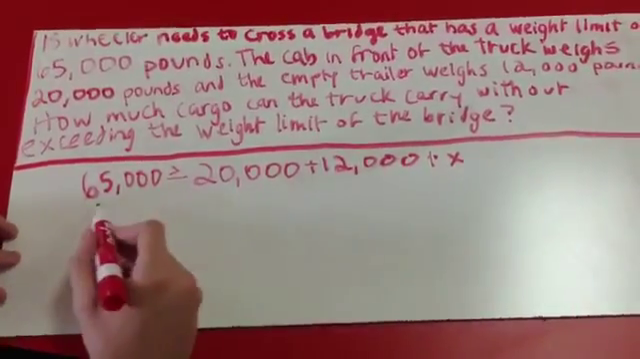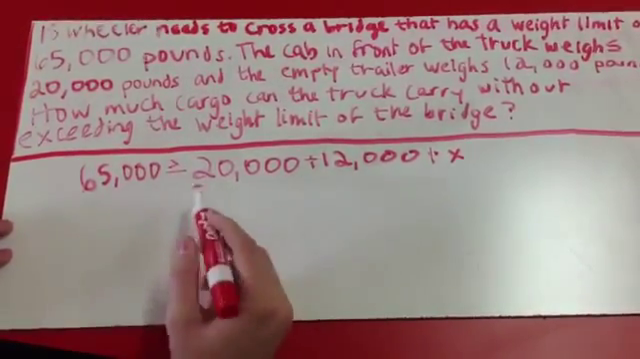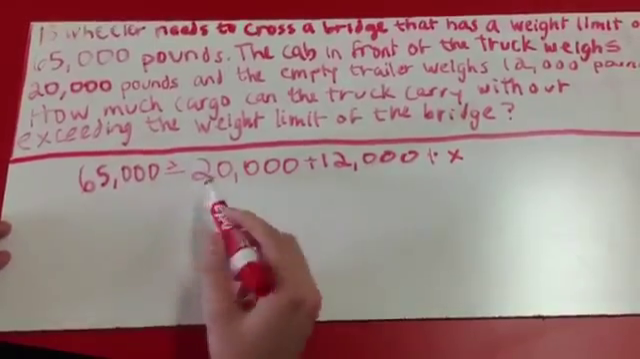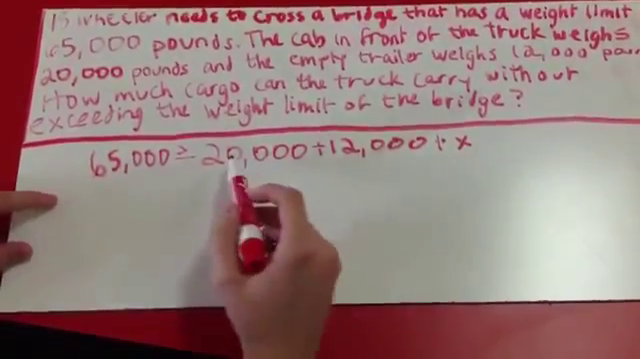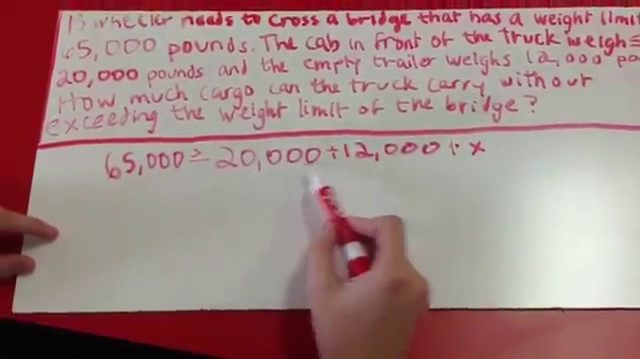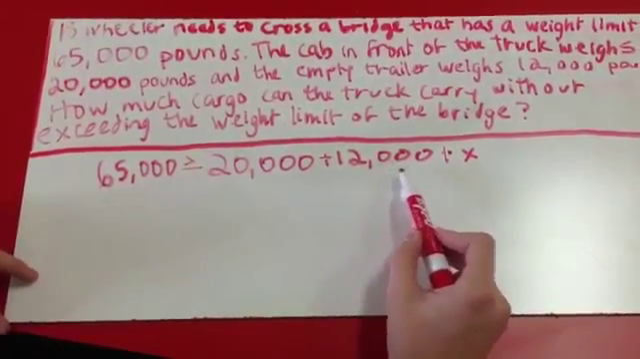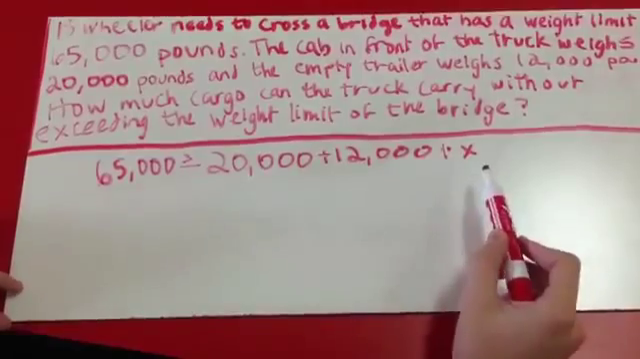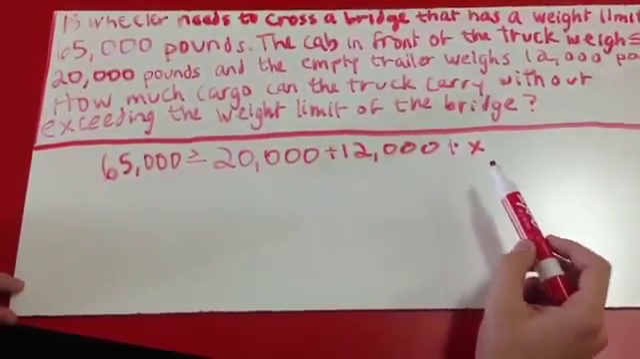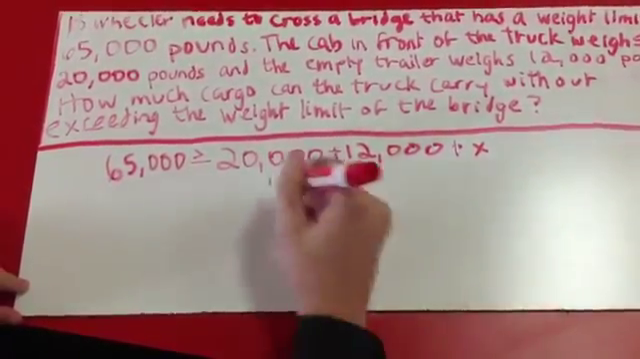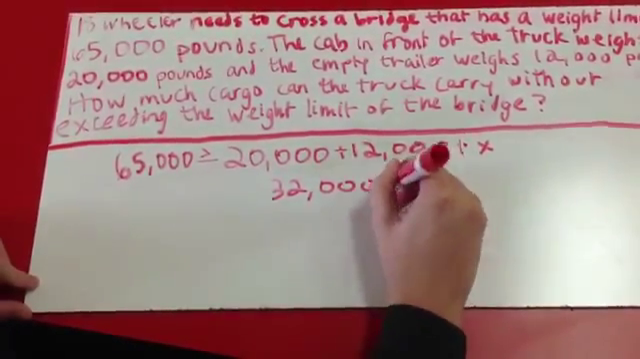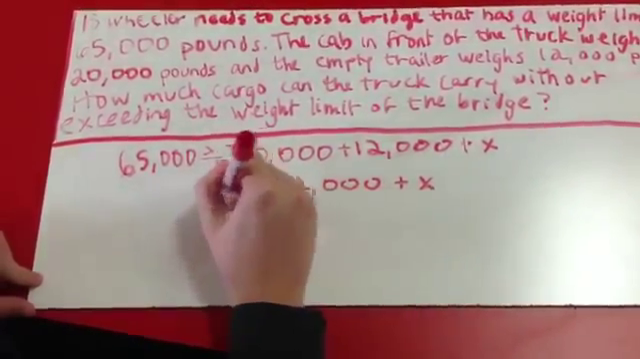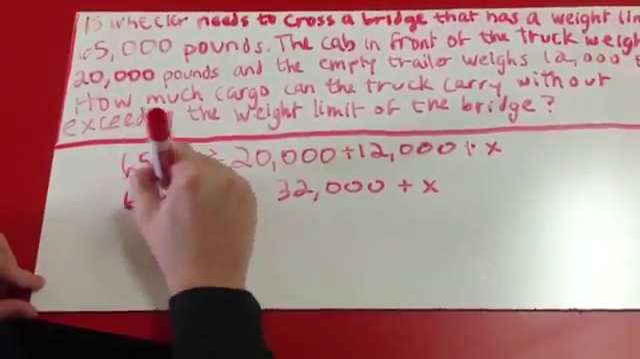So first, the weight limit of the bridge is 65,000, and this would be greater than or equal to, because that's how much that the truck cannot exceed. So then 20,000 pounds of the car in front of him, and then 12,000 pounds of the empty trailer, plus X, which is the amount of cargo that the truck can hold. So add these together, and it's 32,000 plus X is less than or equal to 65,000.